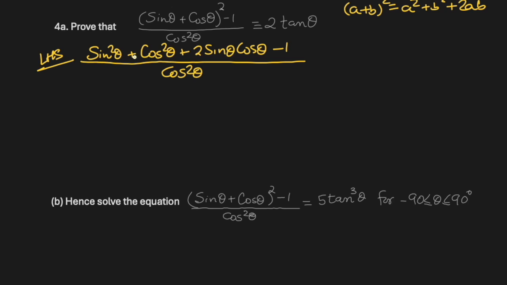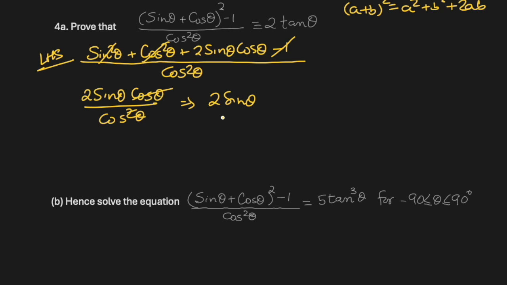So sine square plus cos square is 1. Yeah, that's an identity. And we have minus 1. So these can cancel. So what are we left with? 2 sine theta cos theta over cos square theta. This cos theta and cos square cancel out. We are left with what? 2 sine theta over cos theta. And sine theta over cos theta is tan theta. So we get 2 tan theta, which is the right hand side. So left hand side equal to right hand side. We have proven the identity.